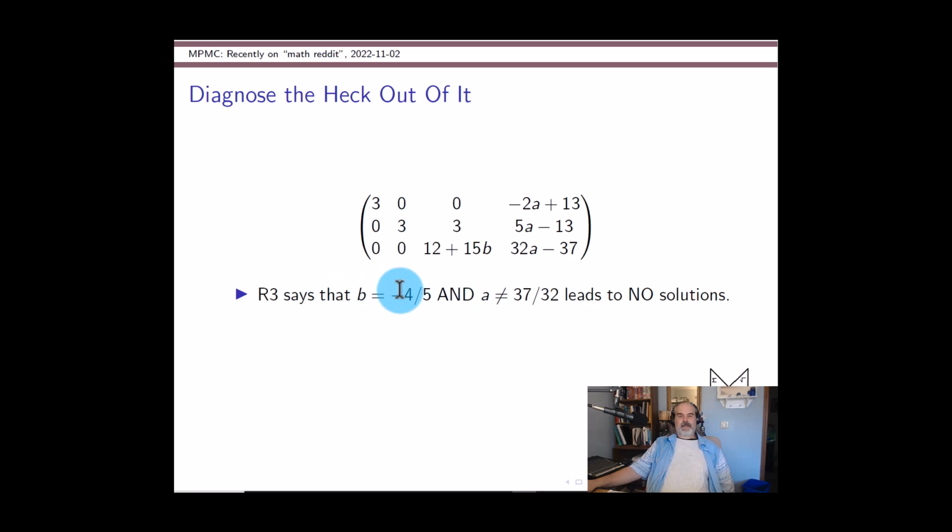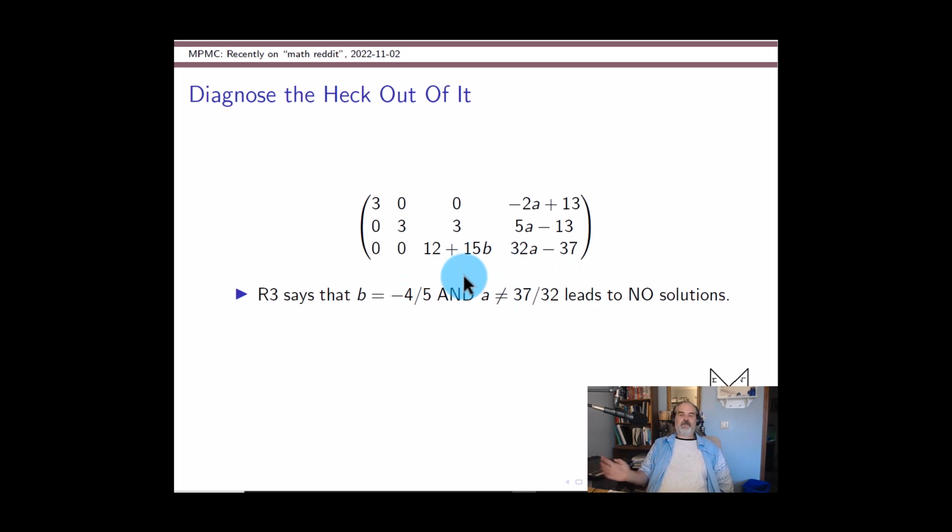Row 3 tells us that if B is -4/5, we'll end up with a 0 right there. If A is 37 over 32, this number would also be 0, and that's not a problem. That's 0, 0, 0, 0. That's okay. But if this ends up being 0, and this ends up being non-zero, then like I said before, that's an indicator there's no solution.